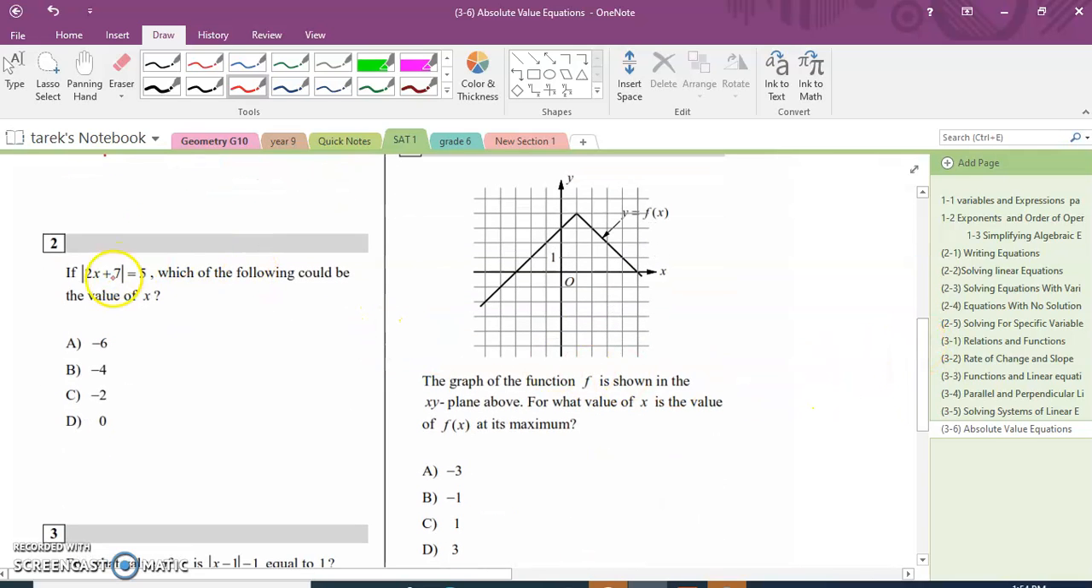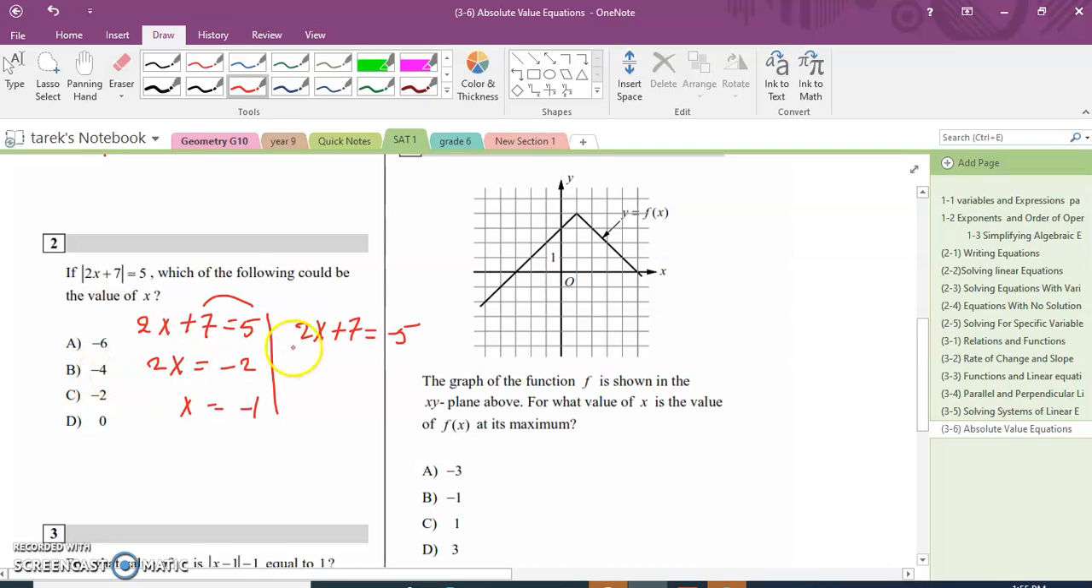Number 2, if the absolute value of 2x plus 7 equals 5, which of the following could be the value of x? Means solve the equation to get the value of x. How can I solve it? I will consider that 2x plus 7 either equals 5 or negative 5. Solve this equation. 5 minus 7, negative 2 divided by 2, x equals negative 1.